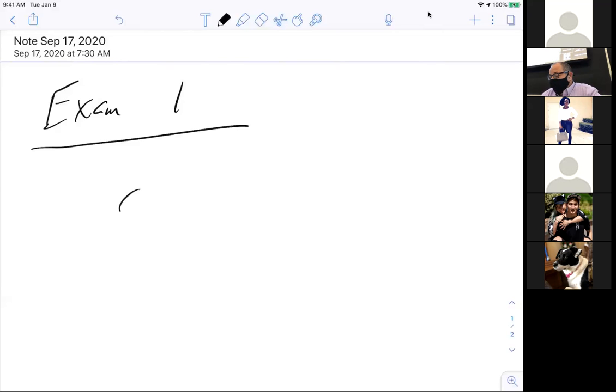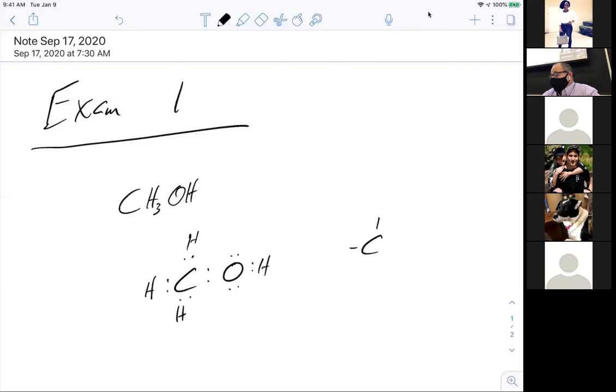One of the things you will have to do is to convert different structures, all right? So if we give a condensed formula, you'll need to be able to turn that into Lewis dot structures, and be able to recognize those. You'll need to be able to turn that into a line structure, with the Lewis structure there.